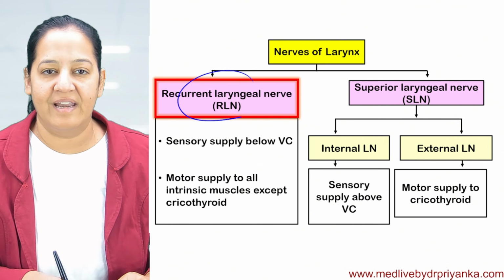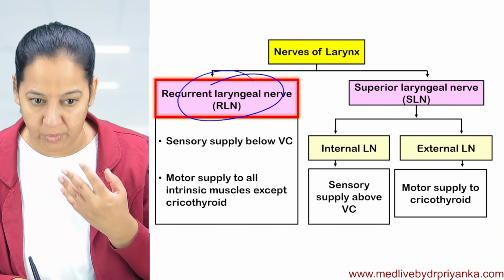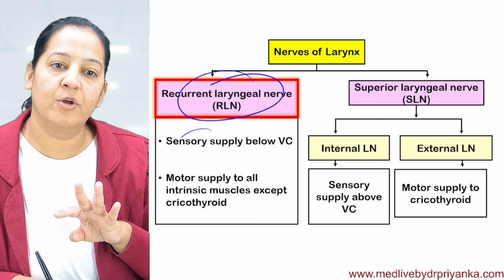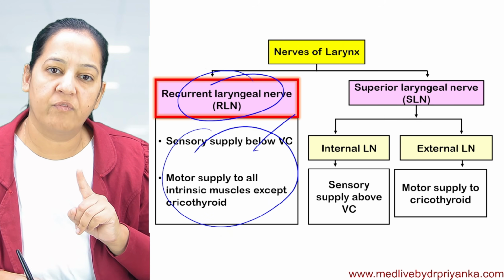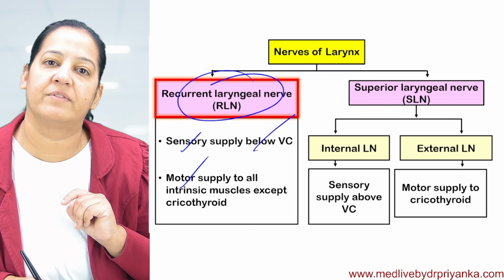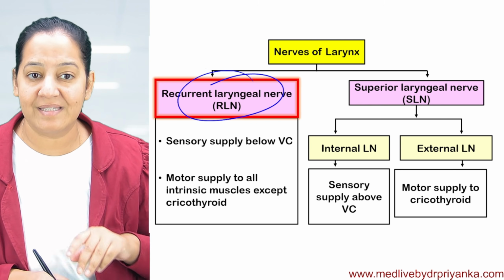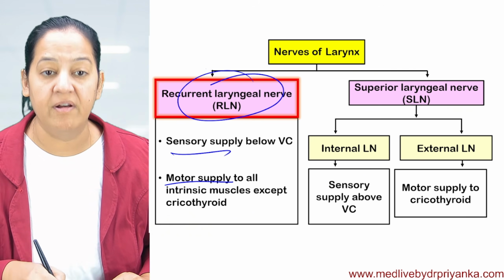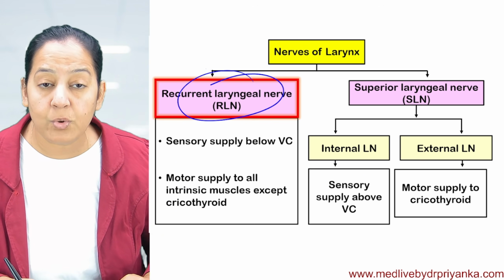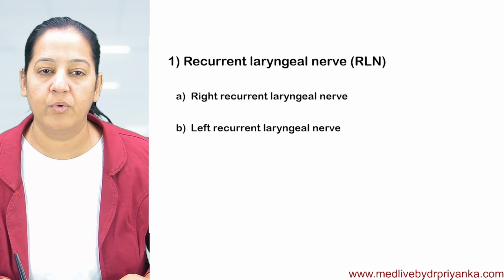Let's start with the recurrent laryngeal nerve. First, I will tell you its origin and its course. Then I will tell you what it supplies: what is the sensory supply of this nerve, and what is the motor supply of this nerve. But before coming to the sensory and motor supply, let me tell you its origin and course first.